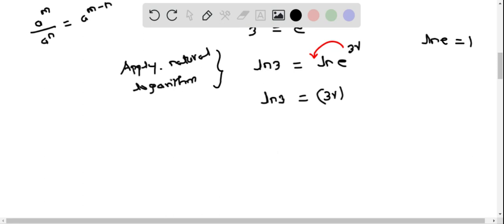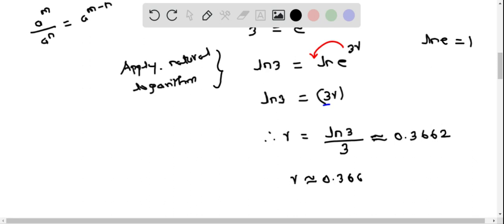Now we solve for r from this equation by dividing by 3 on both sides. So we get the expression for the growth rate r equals natural logarithm of 3 over 3. In fact, we can plug these values into the calculator, and when we do that, we get the approximate value of r, that is equal to 0.3662. So we determine the approximate value of r is 0.3662.